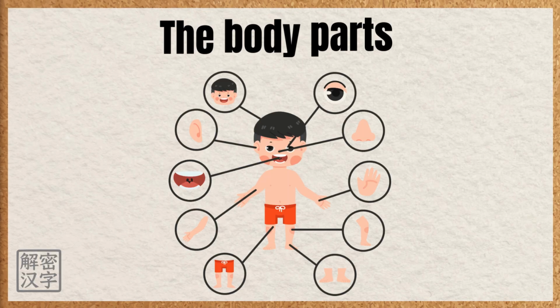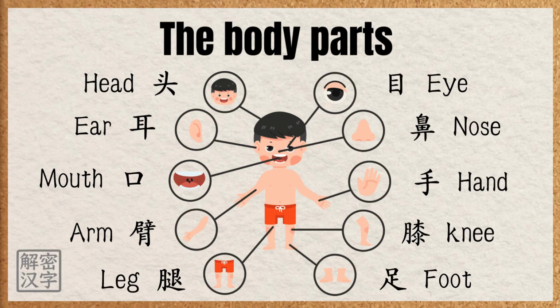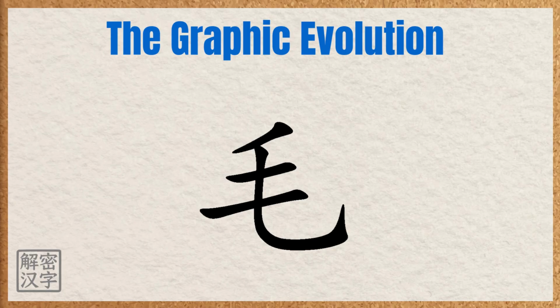Let's continue learning Chinese characters related to body parts. Today, we're going to explore the Chinese character Mao. Let's look at how it appeared in Oracle bone script.